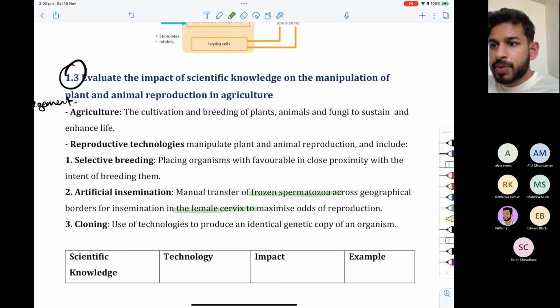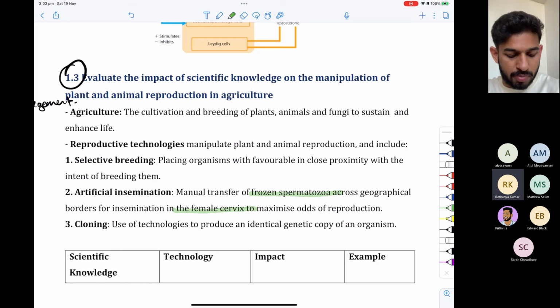Okay, so let me get Ruthania. What would your exam answer be? Evaluate the impact of scientific knowledge on the manipulation of plant reproduction in agriculture. Give it your best go. I was talking about getting different traits from different plants and then cloning them in order for mass production.